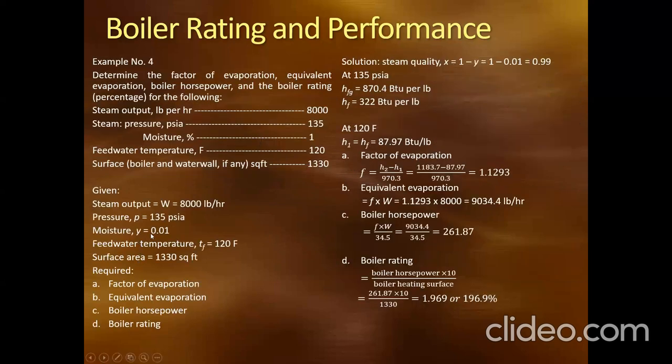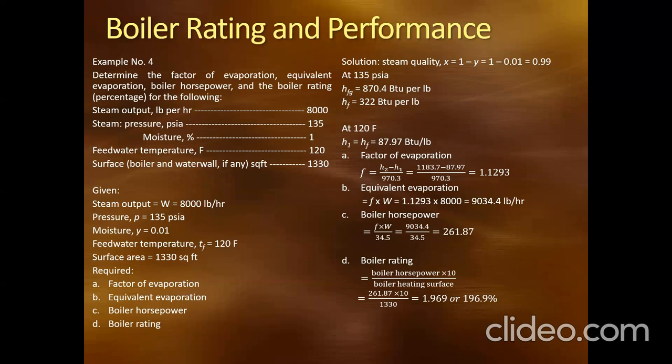Okay, sample number 4. Determine the factor of evaporation, equivalent evaporation, boiler horsepower, and the boiler rating percentage for the following. I will add a percentage, because normally it is a percentage. Some computations have no percentage. So we have standard variables like ratings and efficiency, which are normally percentages.